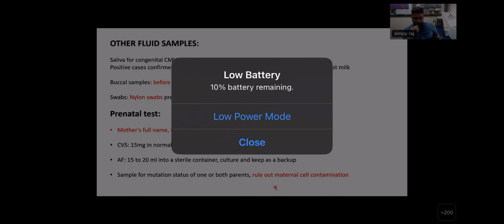Basically, you're taking a saliva sample for congenital CMV, so a saliva sample from the baby. Breastfeeding will contain maternal cells also, so maternal cells. One hour is enough for preventing contamination.